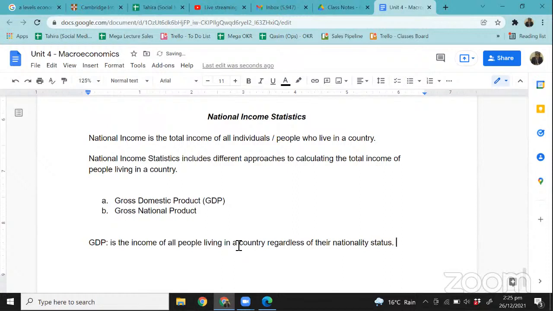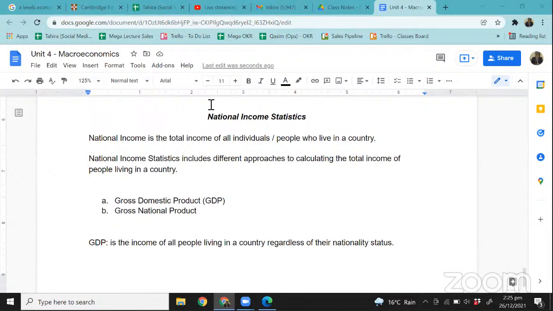Okay, think about this. Now, what do we mean when we say the GDP of Pakistan? We are looking at whatever income is being made by all the people who are living within Pakistan. Whether they are Pakistani nationals or whether they are Chinese or Americans or Britishers who are working in Pakistan and earning something, every person's income would be part of the GDP.